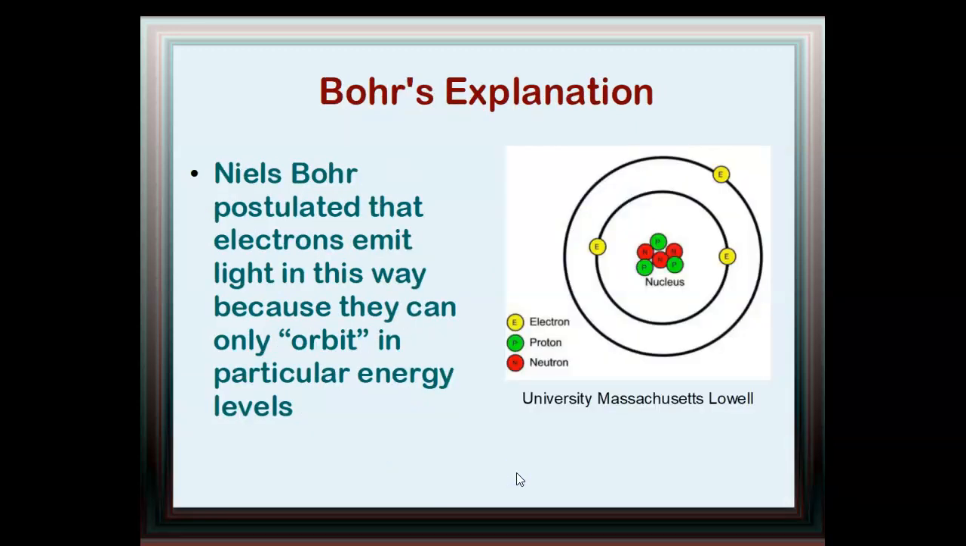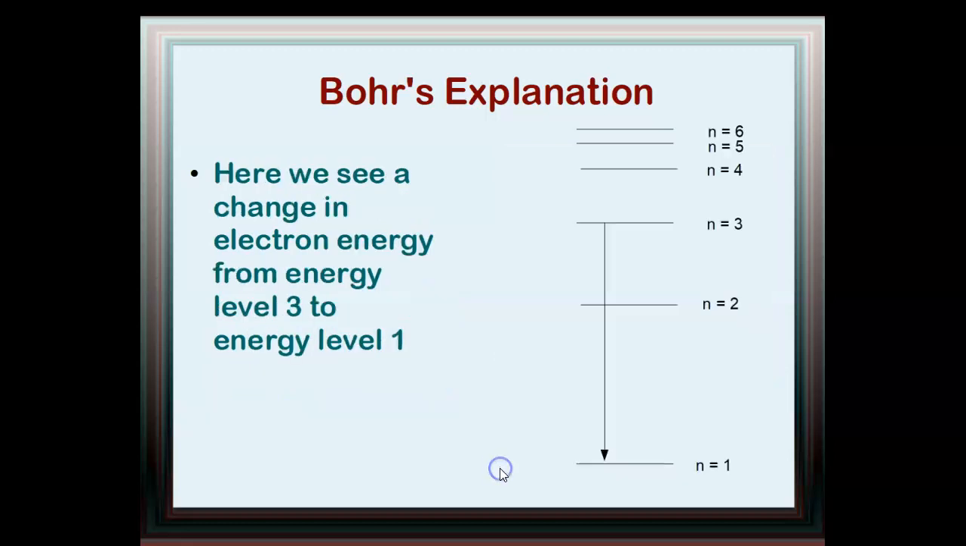Niels Bohr postulated that electrons emit light in this way because they can only orbit at certain distances from the nucleus and therefore have particular energy levels. The farther away they are, the higher is the energy level of the electrons. Here we see diagrammed a change in electron energies from energy level 3 to energy level 1. You notice as the energy levels increase in number, they get closer together in delta E.